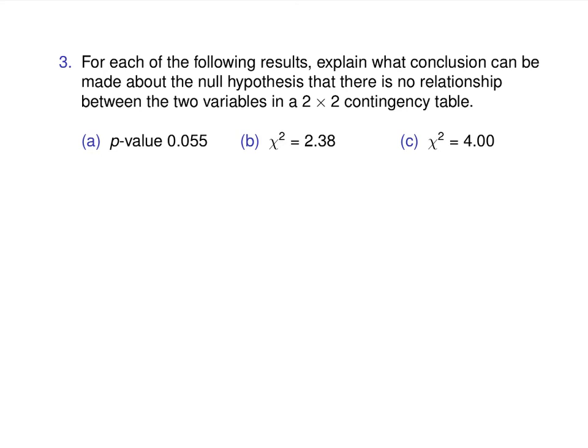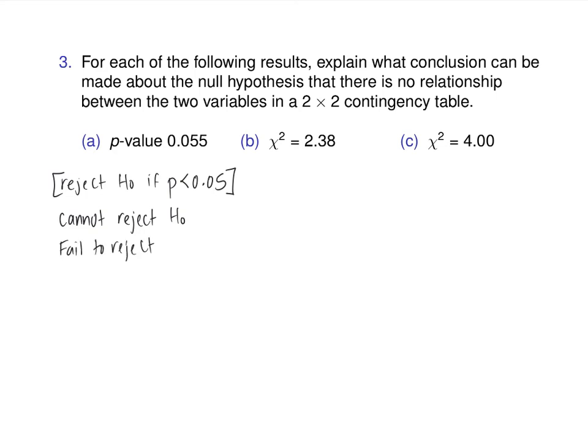So for the p-value cutoff, you reject H naught if p is less than 0.05. Sometimes you make it more stringent than that, but that's the general rule of thumb. So if your p-value is 0.055, is that less than 0.05? No. So in this case, you cannot reject H naught, or you fail to reject H naught.